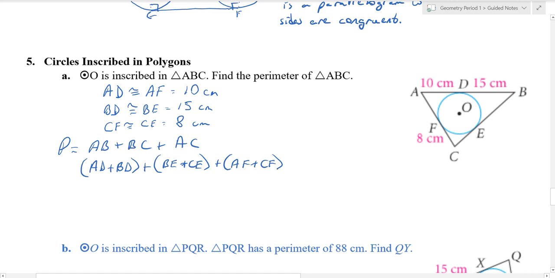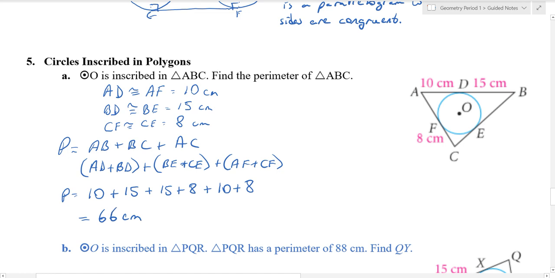All right, so then we substitute the values, and we get that perimeter equals AD. AD is 10, right here, see it? Then plus BD, BD is 15, plus BE, BE is also 15, plus CE, and CE is 8, plus AF, AF is 10, and plus CF, which is 8. When we add all that up, we get our perimeter is 66 centimeters. And that's that one.